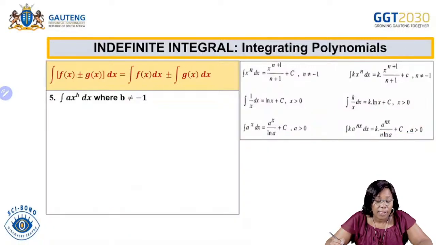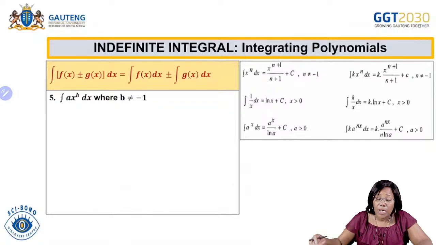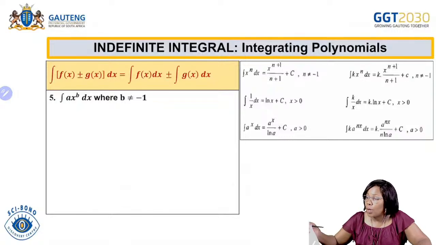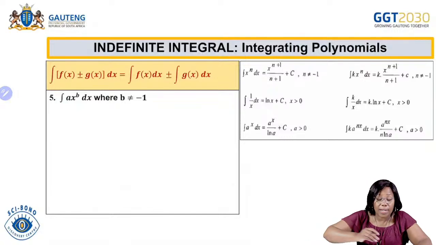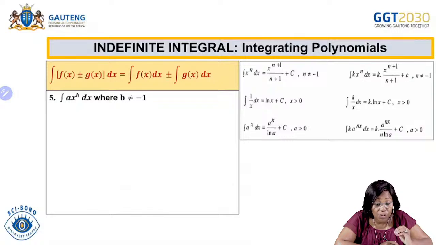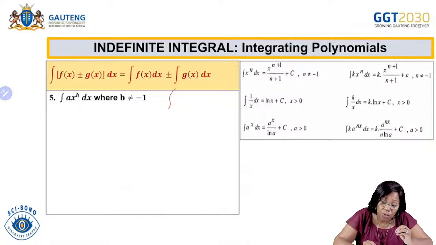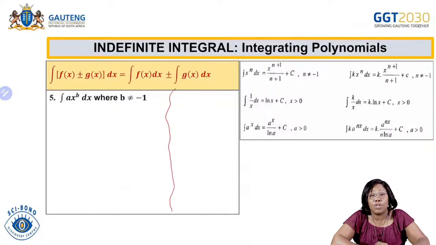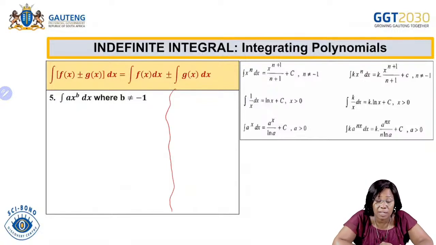All right. And then now let's look at number 5. We are having integrate ax to the power b with respect to x, where b is not equal to -1. We cannot let b be -1 there, because if it is, you know what will happen, grade 12. We will show you this after answering the question: what is happening if b is -1. Right, let's integrate this now.